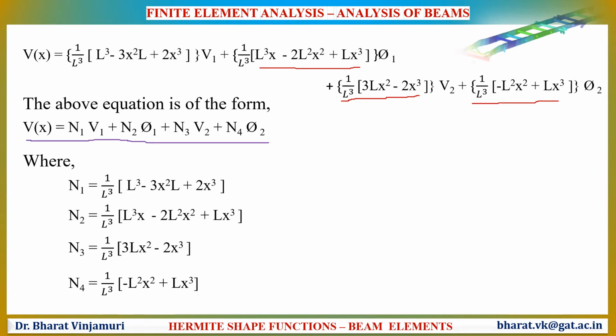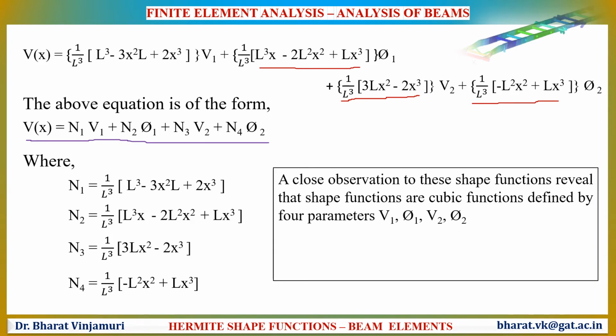Once again, let us remind you that the global coordinate system will have the coefficients in terms of x. Let us understand these shape functions in detail. A close observation of these shape functions reveals that each and every shape function is a cubic equation, represented by four parameters: v1, pi 1, v2 and pi 2.